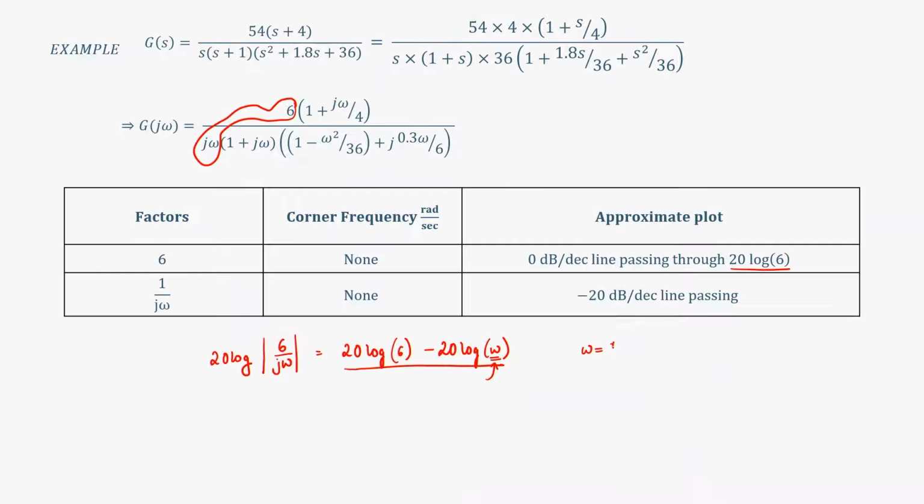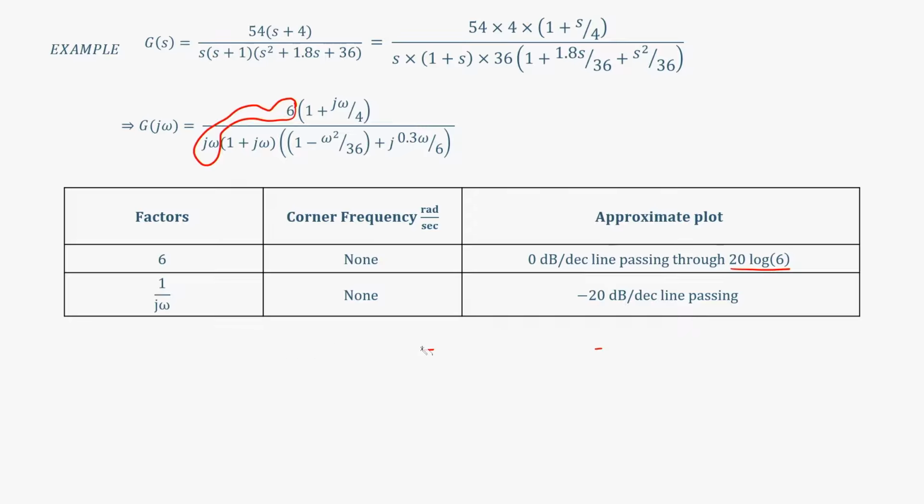So, at omega equal to 1 radian per second, if I put omega equal to 1 here, then it becomes 20 log of 1 is 0. So, we get the magnitude comes out to be 20 log of 6. So, it is a minus 20 dB per decade line which passes through 20 log of 6 at omega equal to 1 radian per second.